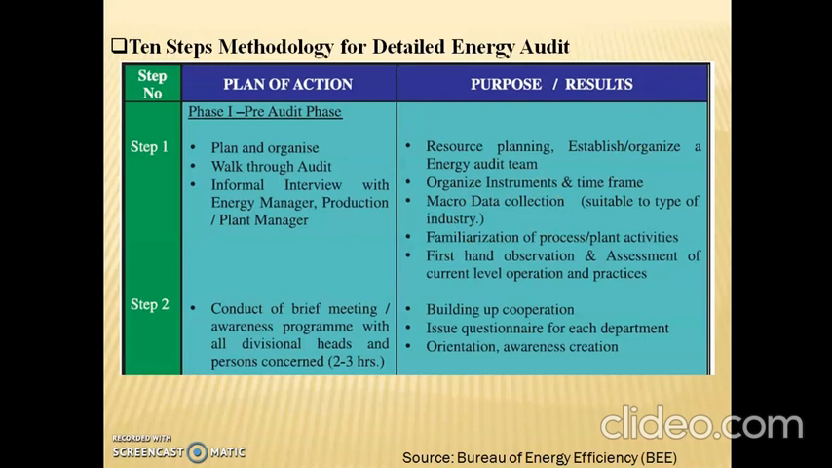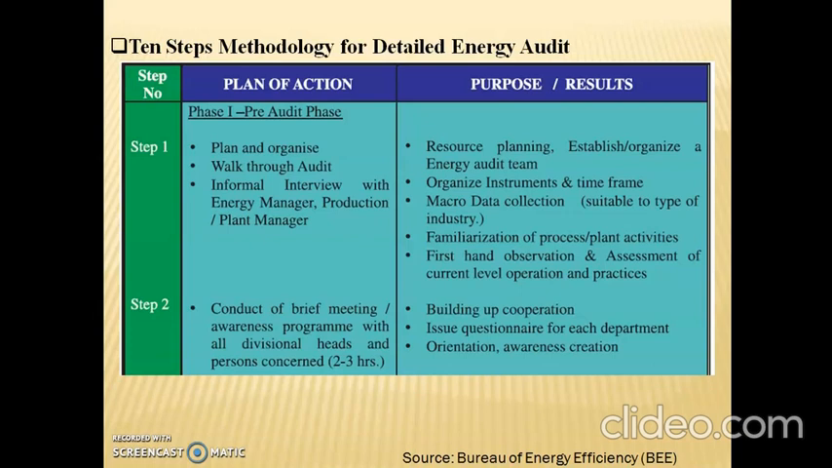Then macro data collection: depending upon the industry, he may go for some macro level data. Then familiarization of process and plant activities. When the auditor has a walkthrough in the industry, he will get an idea about the various processes in the industry. And then first hand observation and assessment of the current level of operation and current practices. So this is the purpose of this step 1.